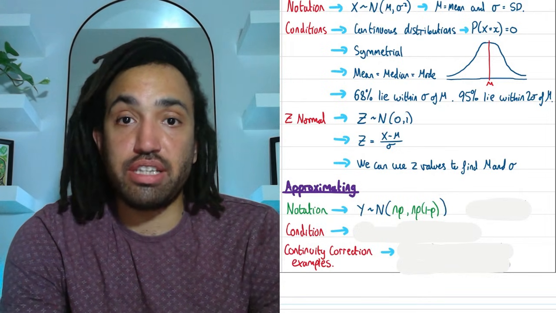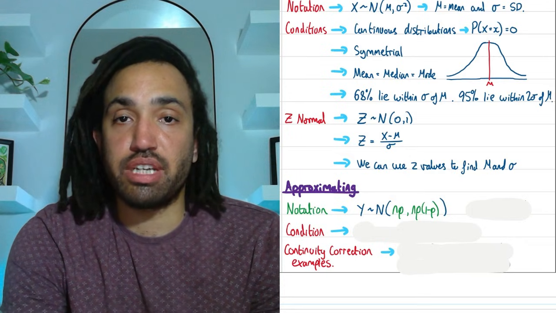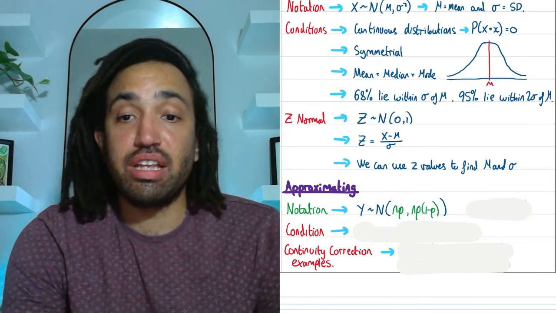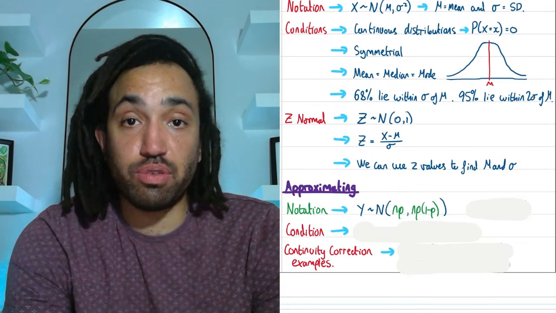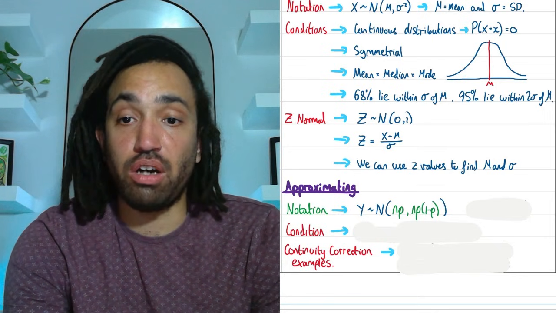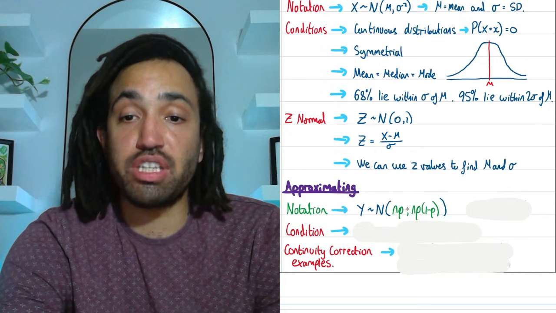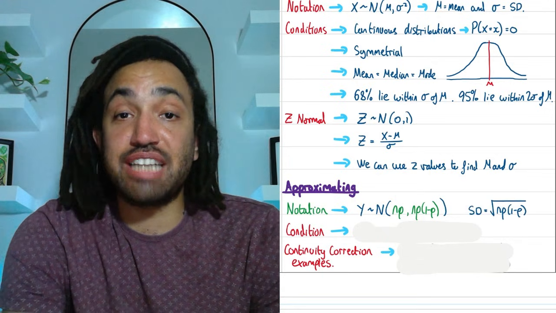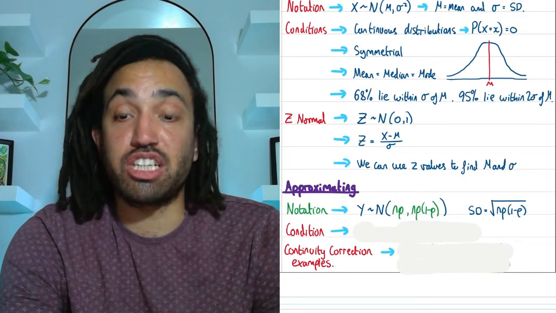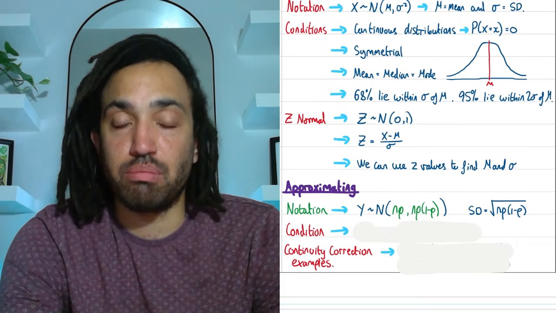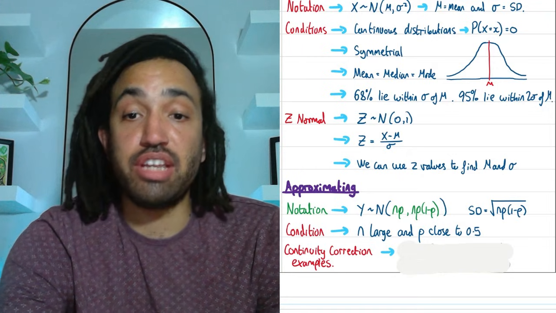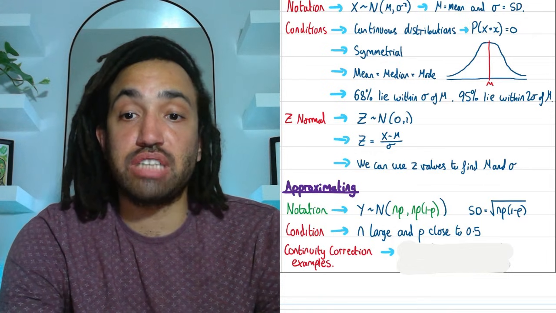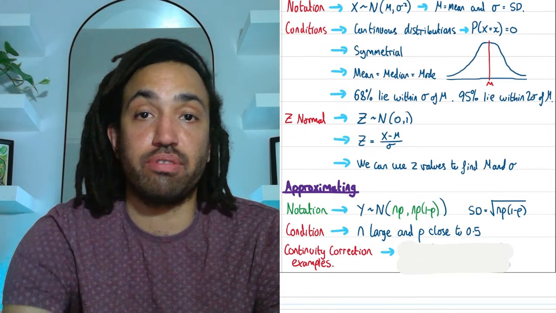Okay, approximating the binomial distribution using the normal. So the notation is that the new distribution is normally distributed with mean of np and variance of np times 1 minus p. Now those 2 bits there are actually given in your formula booklet, so do have a look at where they are. So you don't need to remember them as such, but you do need to understand that they are what you use when you approximate the normal distribution. And that means that the standard deviation you're going to put in your calculator is going to be root np(1 minus p). And the condition that has to happen in order for you to approximate is that n has to be large and p has to be close to 0.5.